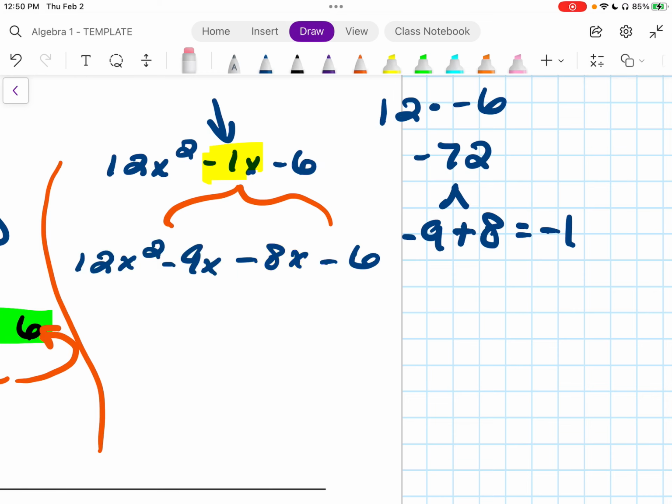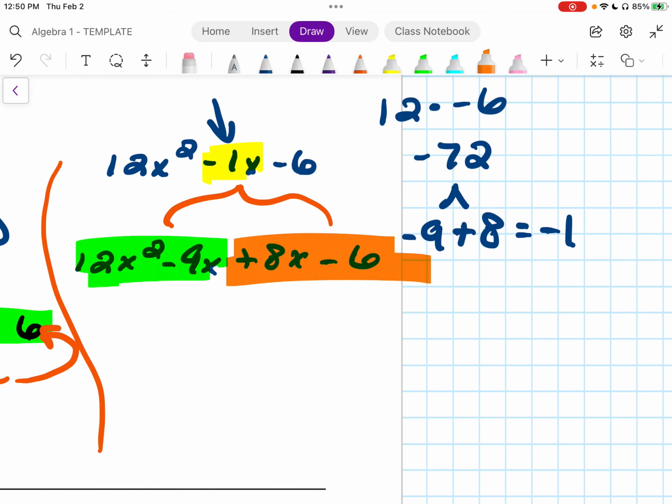Well, apparently not. Oh, there it goes. Uh-oh. That's a plus. All right, let me highlight. There's my green part. There's my orange part. Okay. Now, my first piece, I want to factor him.